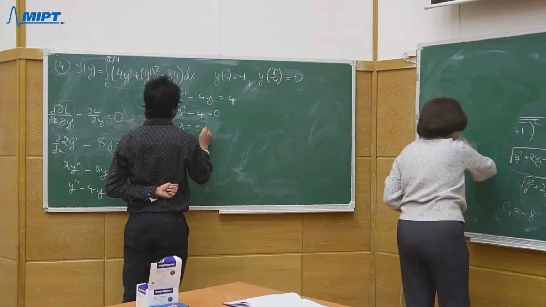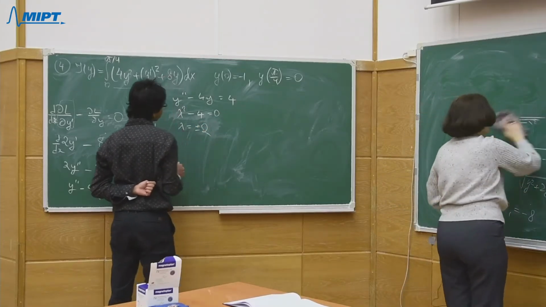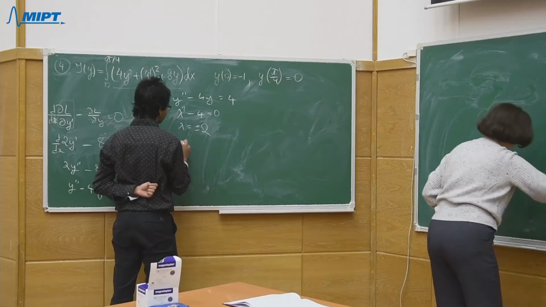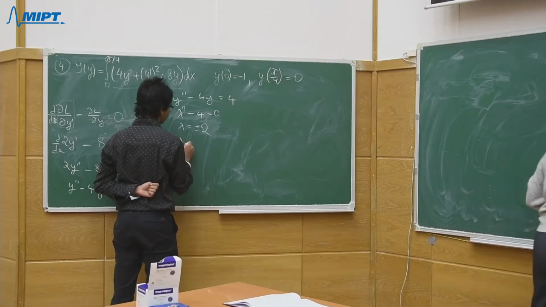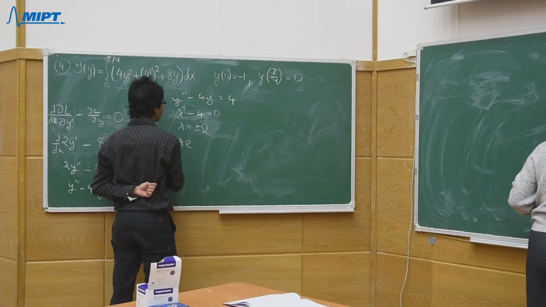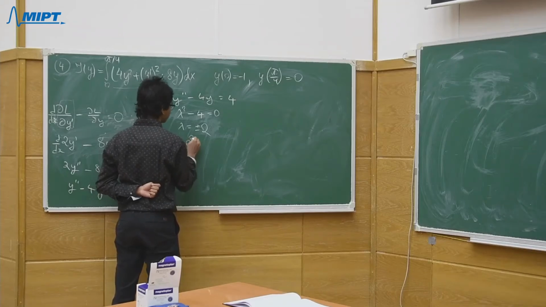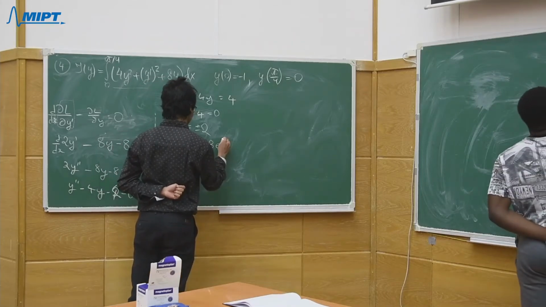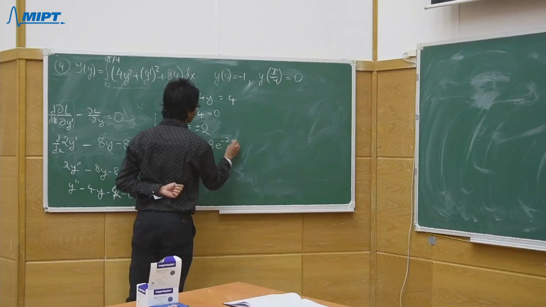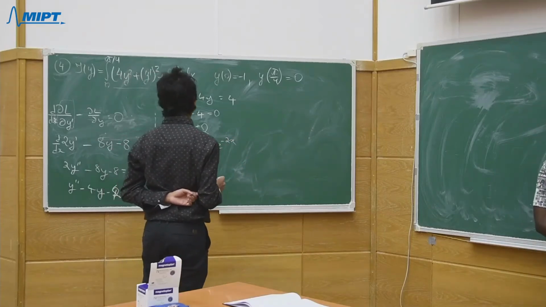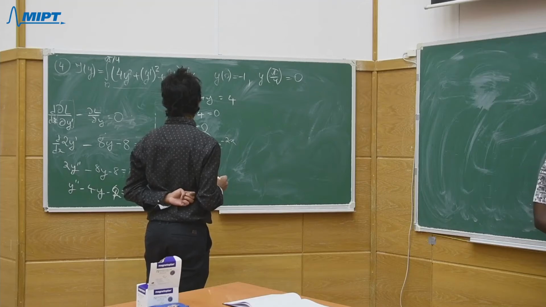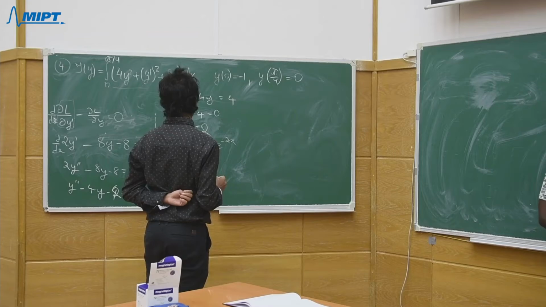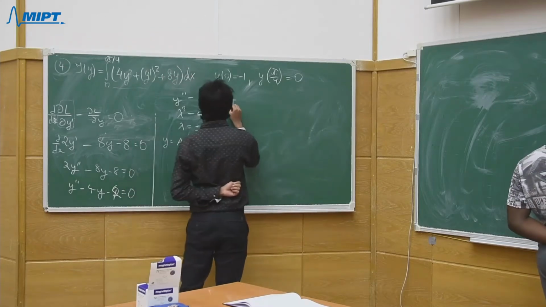Just a moment, I will check. Let's check. Okay. So just substitute this minus. I think yes. So A equals 0, and B is 1/5. I think it's okay.